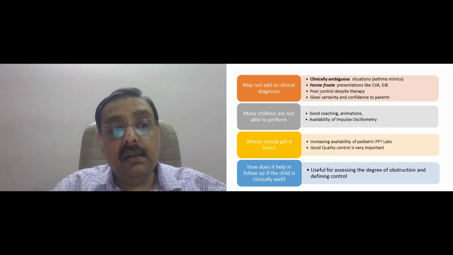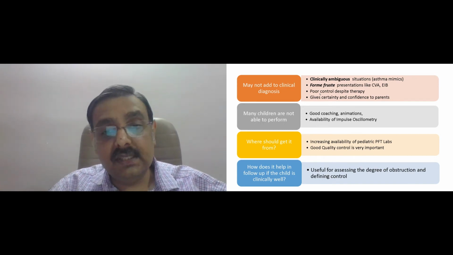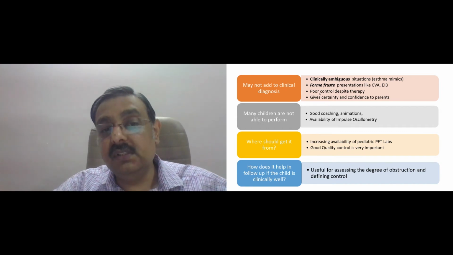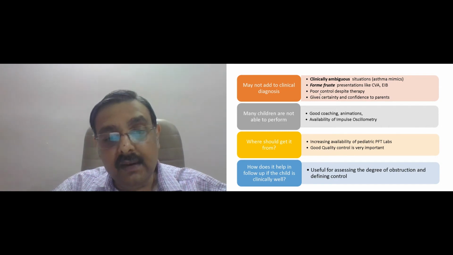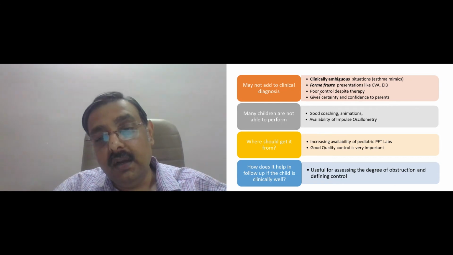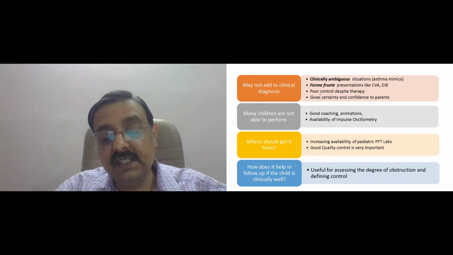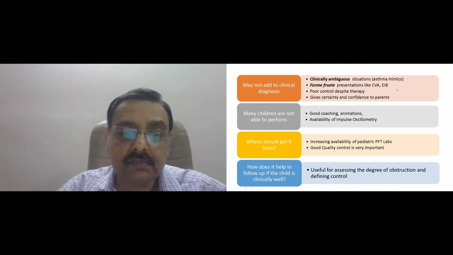There's also an alibi that many children are not able to perform well. Good coaching using animations is something which can be done, and the availability of impulse oscillometry is a big boon to us, because we can do lung functions now in children somewhere like 3 years and above. Where should I get it done from? Well, there's an increasing availability of pediatric PFT labs. And it is important to understand that a good quality lung function is extremely important. If poorly done, then it's not going to help you in any way.